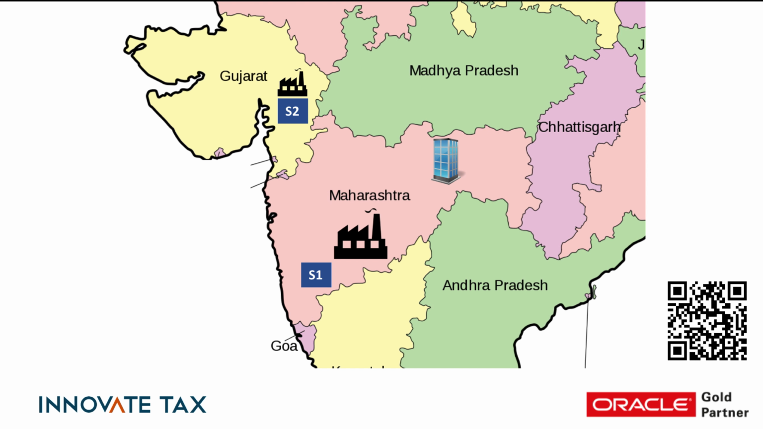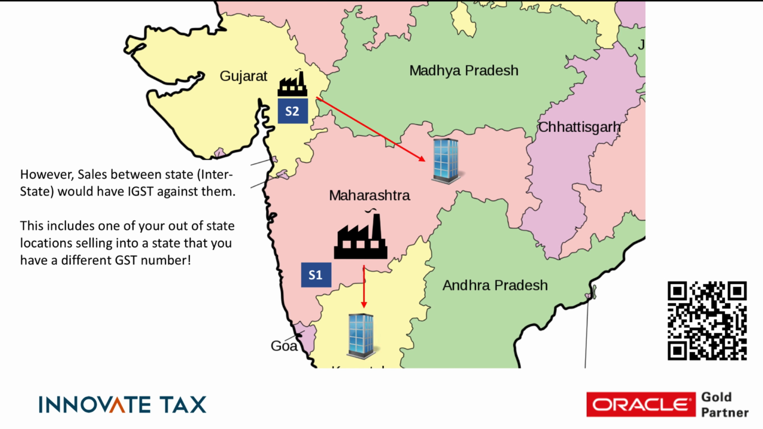Okay, what about if we were to make sales interstate, i.e. between different states? So in this example, we've got our main entity selling to a different location, and that would come under IGST, which is your integrated GST. But we also have our Gujarat location, which is selling to a state where we already have a location. Even in this case, we still would charge IGST.